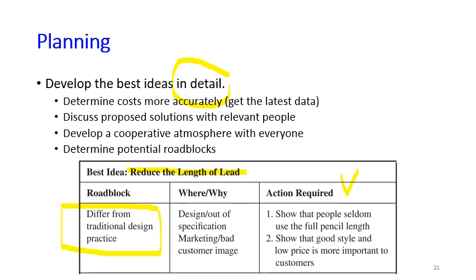So for example, first, we show that people seldom use the pencil's full length. So we are going to make a shorter pencil and we say it's okay because people never use the full length of the pencil anyway. So why make a long pencil? That might be an argument. We can also say that customers actually care more about a good style of the pencil, that it looks nice and attractive, and they also care about a lower price. So as long as the cost is lower and it looks good, if we can show that customers are okay with that, then maybe we can overcome this roadblock, even though our idea is about reducing the length of the pencil.